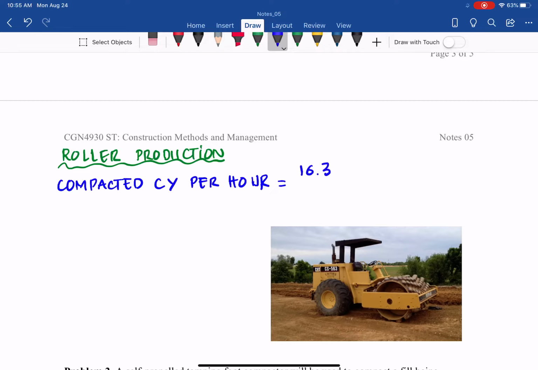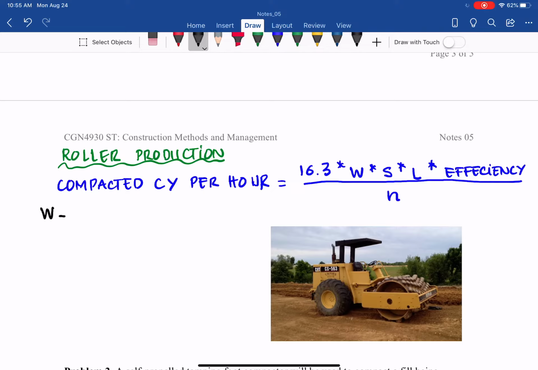16.3 times the width of the compacted area times the average roller speed times the lift thickness L, times the efficiency, and divided by the number of passes, N. So what is that about? Let me define each of the parameters there.